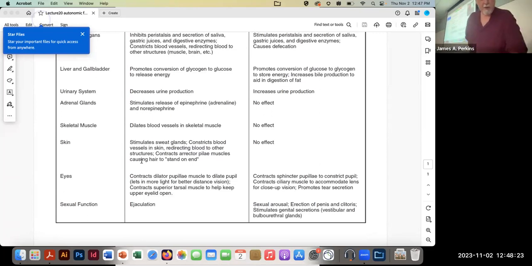In the skeletal muscle, the sympathetic system causes the blood vessels to actually dilate. It relaxes the smooth muscles in the walls of the vessels, which allows them to expand more, to allow more blood to flow to the skeletal muscle.